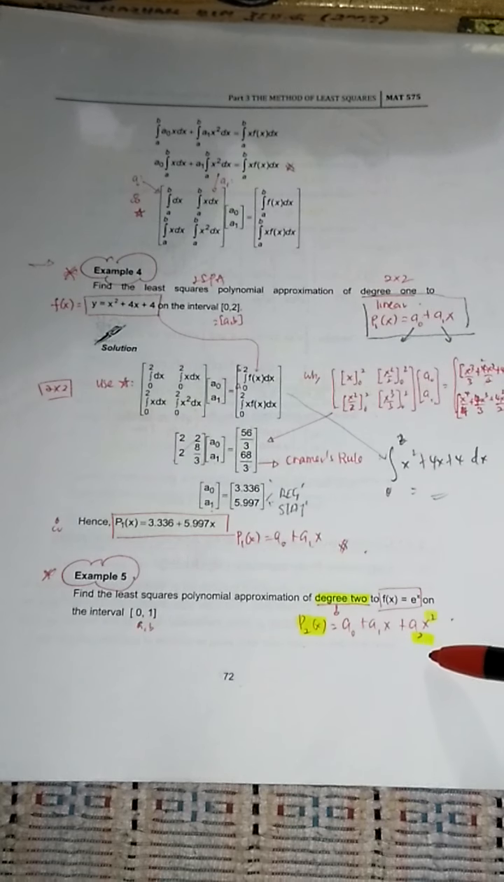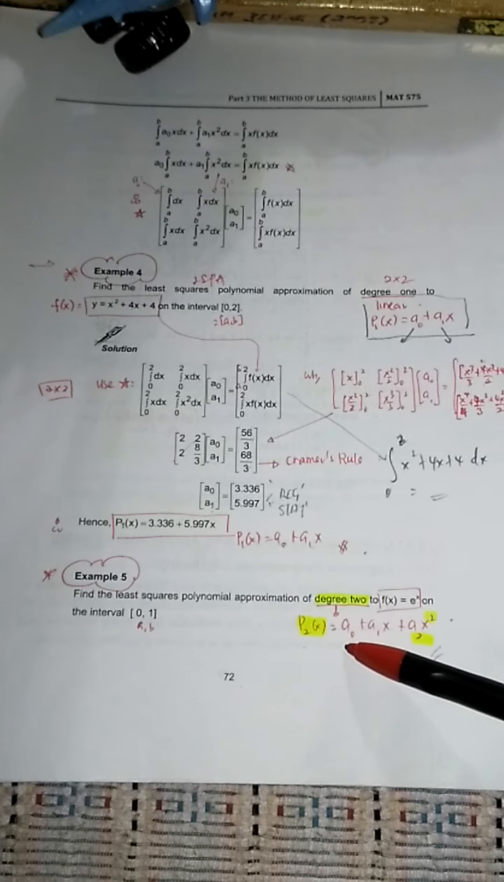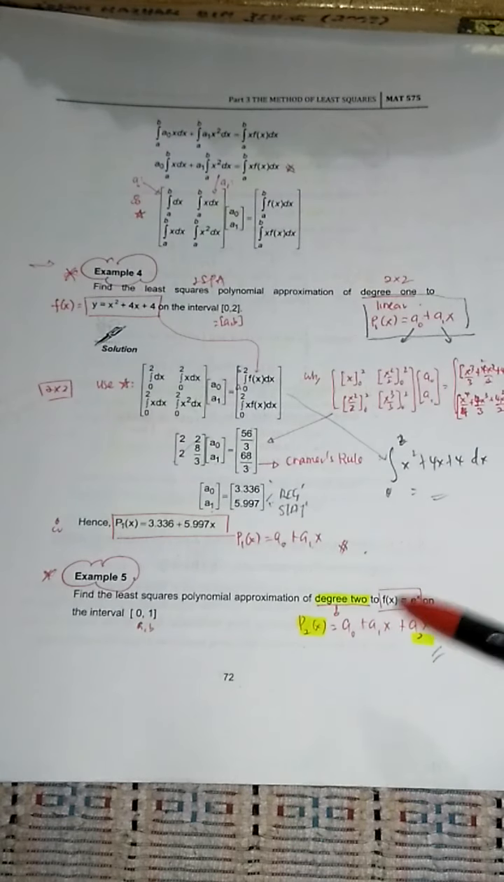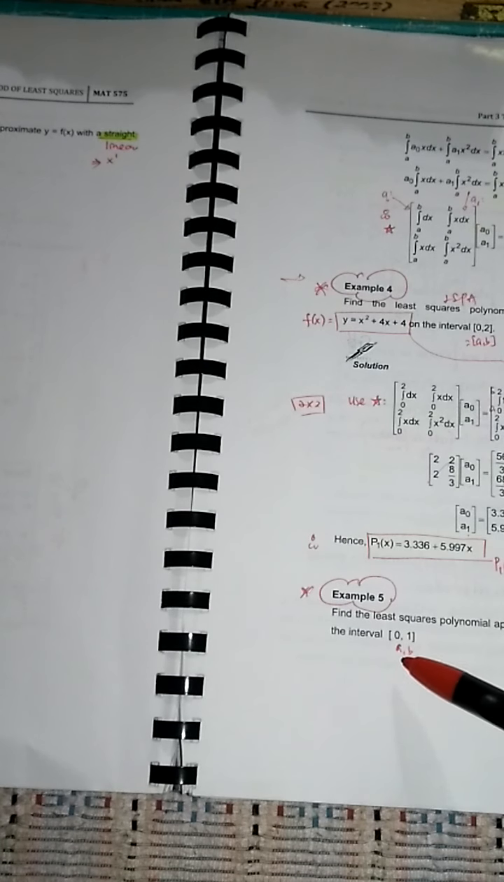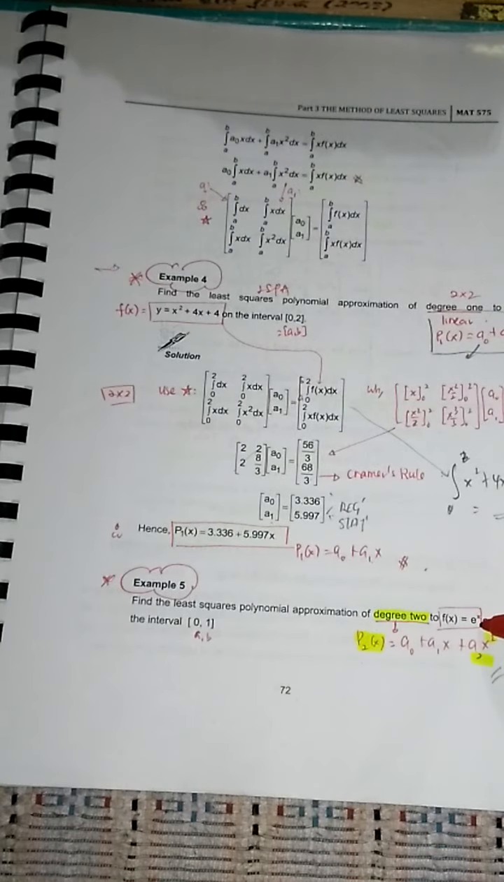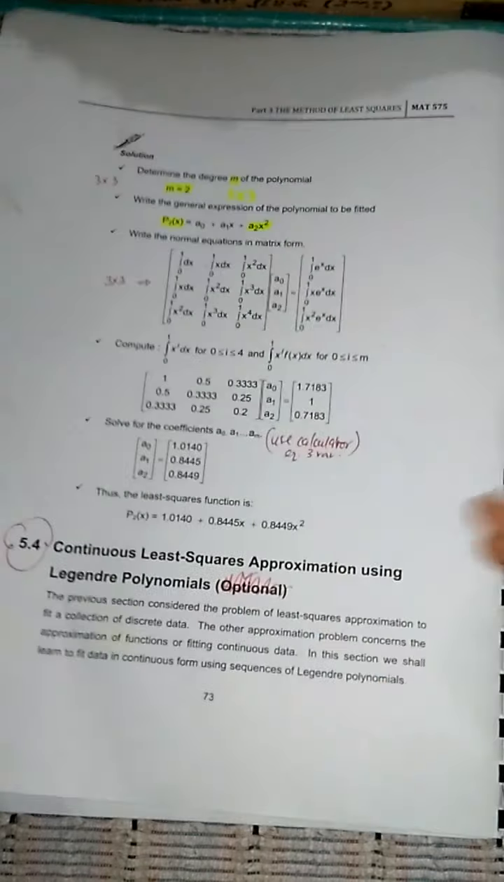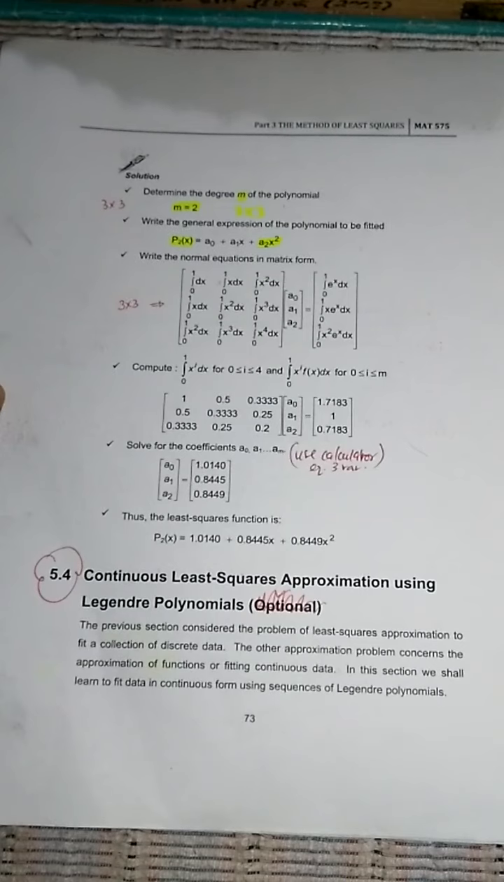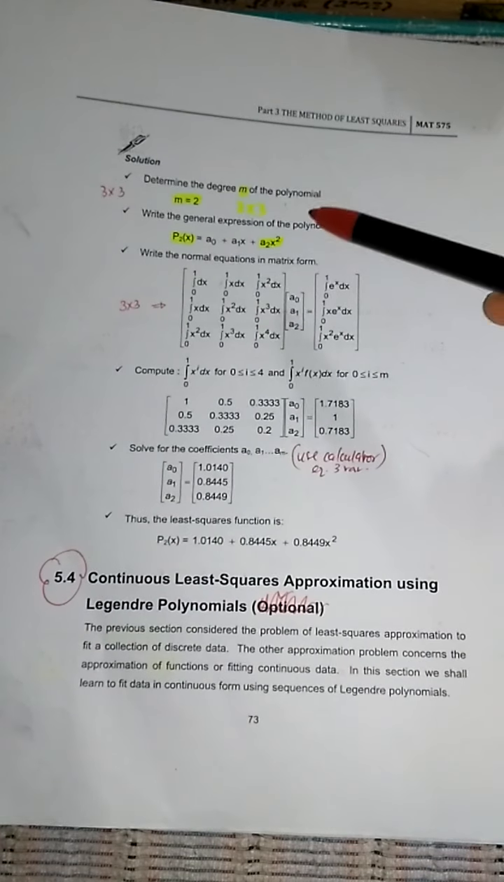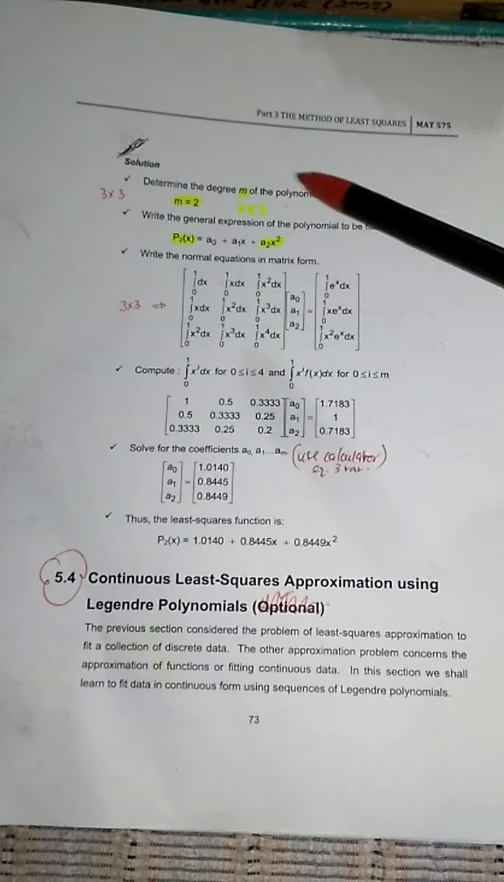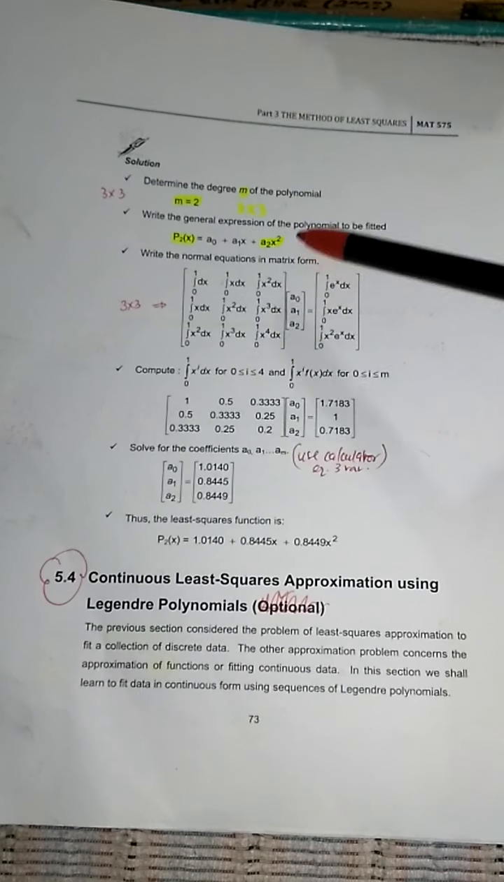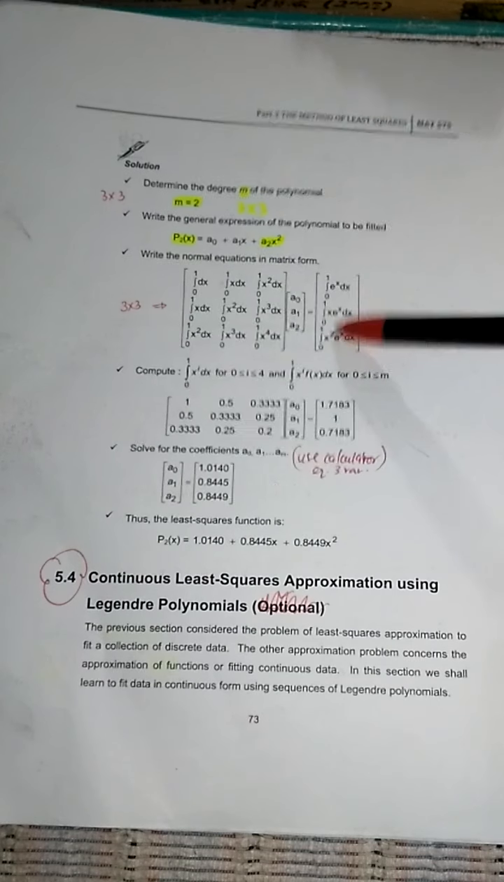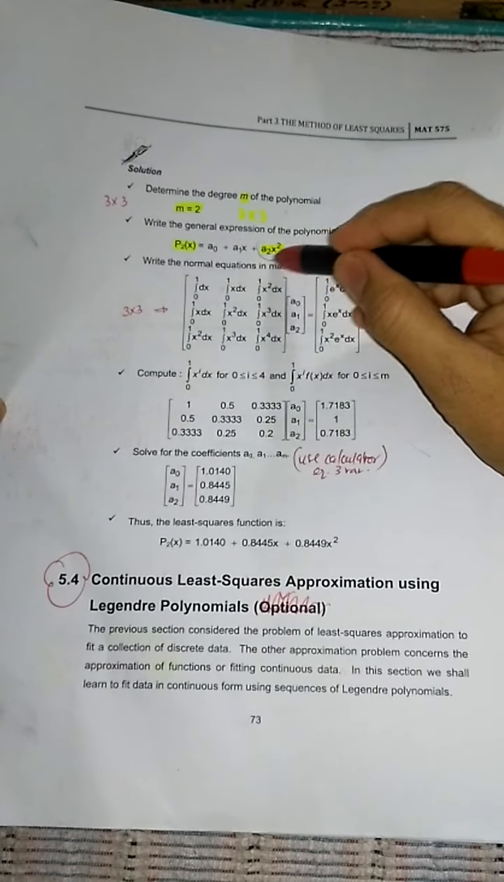So degree of 2, you need to set your PMX into A0 plus A1x plus A2x squared, x power of 2. And for this one the interval is from 0 to 1, and your function is e power of x. Okay, these are the steps. We have already explained these two lines. So this one you need to create, since this one is degree of 2.